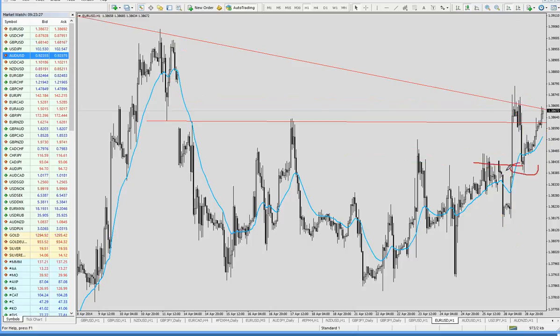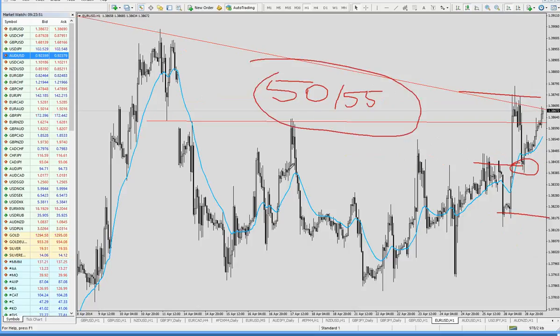So we saw the pullback, but still we have 50-55 pips daily euro dollar range. Oh, okay, sorry, yesterday we had like 70, so yesterday we had like 60 pips, sorry. But overall around 50-55 pips.